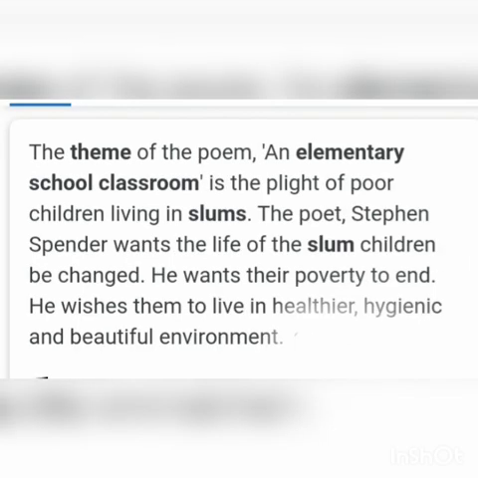Now, the theme of the poem is the plight of poor children who are living in slums, and the poet wants the life of the slum children to be changed. He wants their poverty to end. He wishes them to live in a healthier, hygienic and beautiful environment.